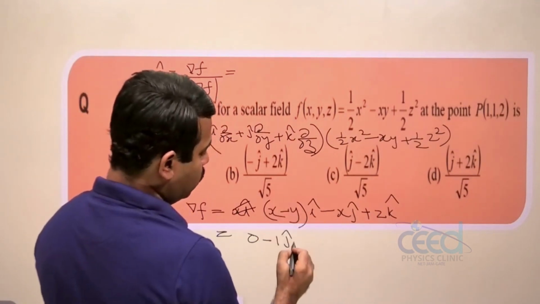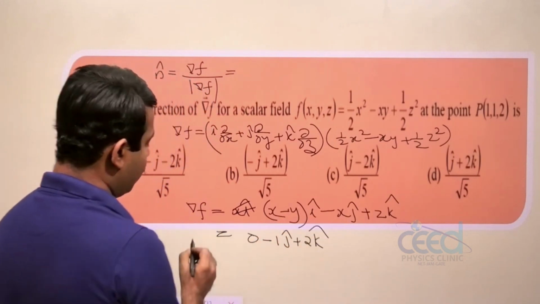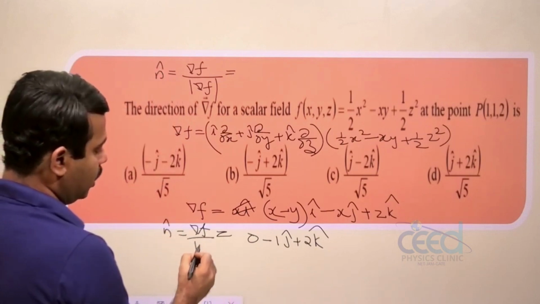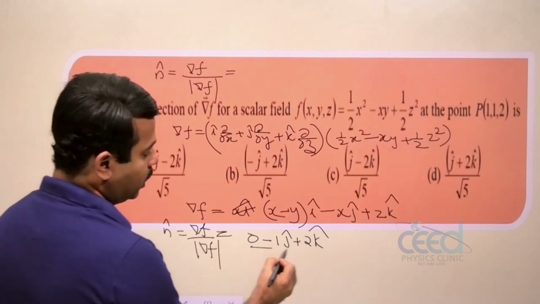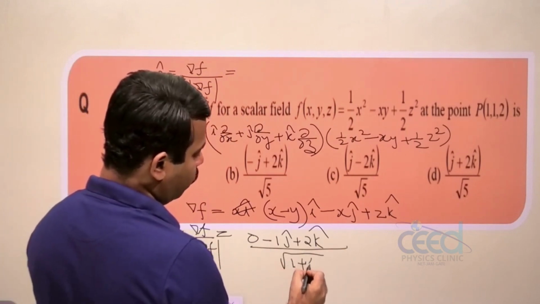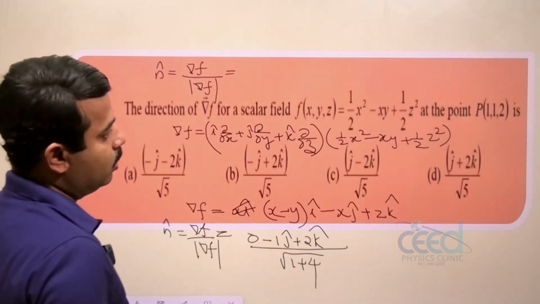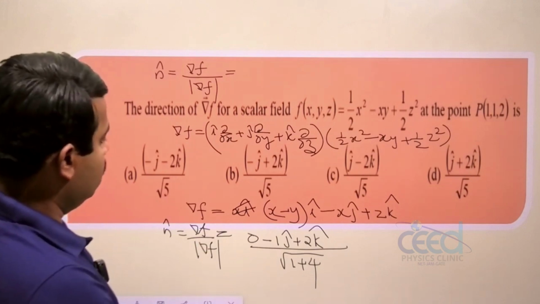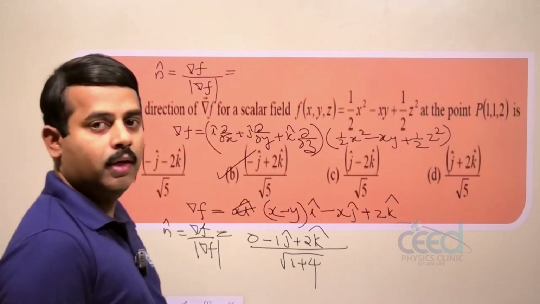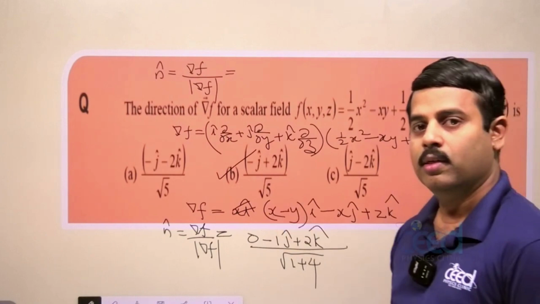Here z is 2, so 2k. Then we want the normal vector, n = ∇f divided by |∇f|. So let me take the modulus of this: 1 plus 4, so (−j + 2k) divided by root 5. So which is the option? (−j + 2k) divided by root 5. Then option B is correct, right? Alright.